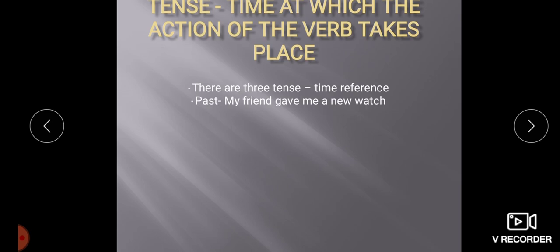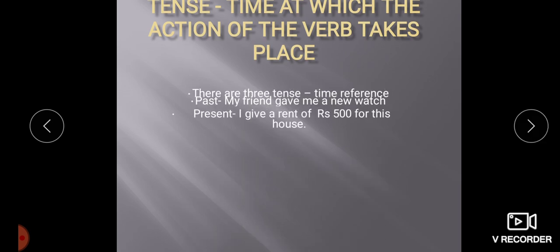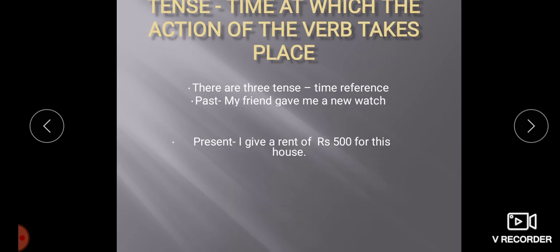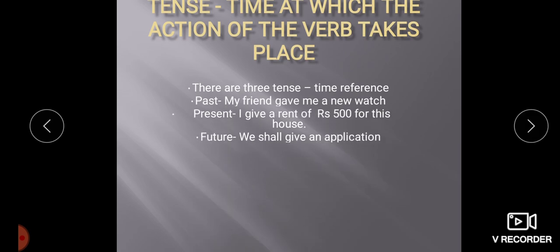Past, present, future. In the three sentences, "My friend gave me a new watch. I give a rent of rupees 500 for this house. We shall give an application." In the three sentences, the verb give has been used in three different time references.